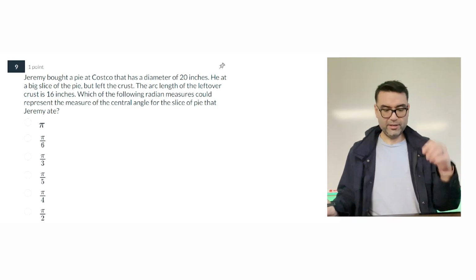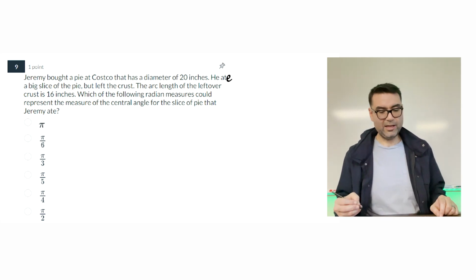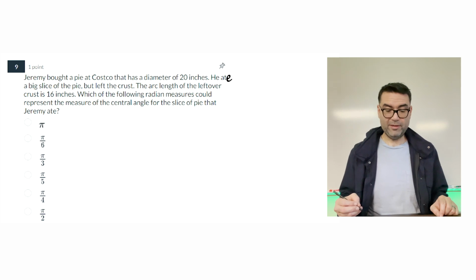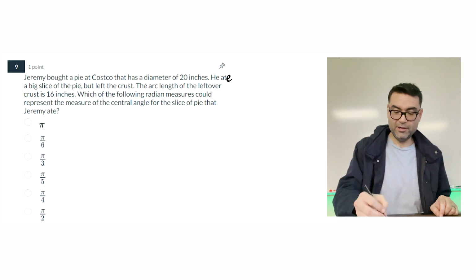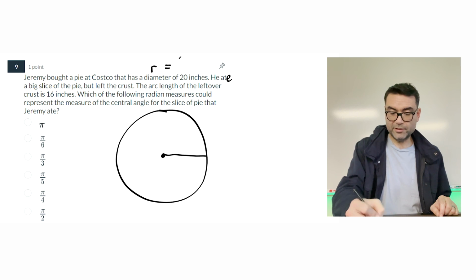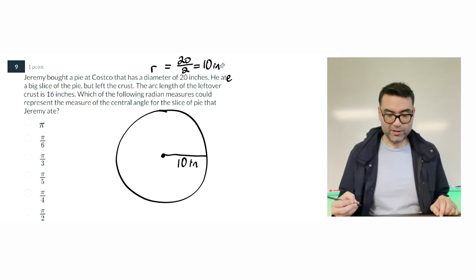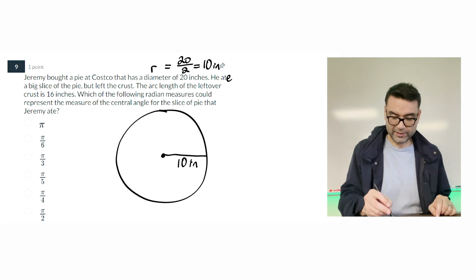Okay, number 9 here. Jeremy bought a pie at Costco that has a diameter of 20 inches. He ate a big slice of the pie, but left the crust. The arc length of the leftover crust is 16 inches. Which of the following radian measures could represent the measure of the central angle? Okay, so we got the pie, diameter is 20 inches, so radius is equal to 20 over 2, which is 10 inches. So that's a 10-inch radius of a pie. And then we know that the arc of the leftover crust is 16 inches.